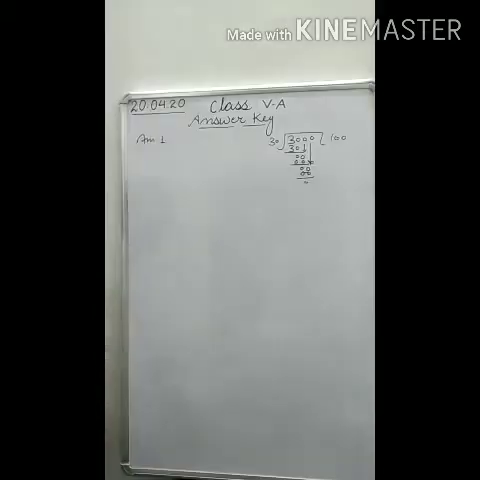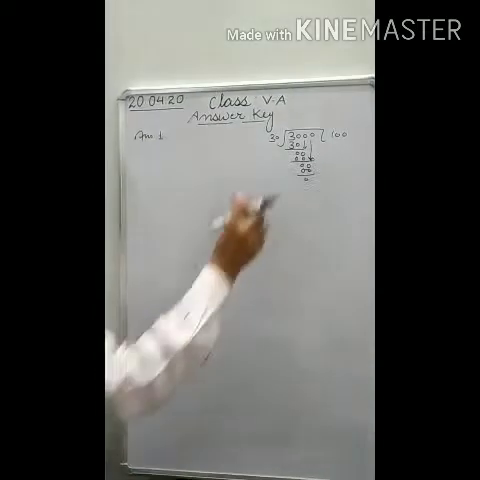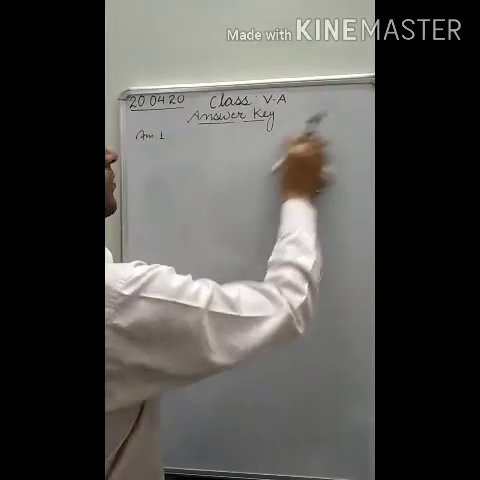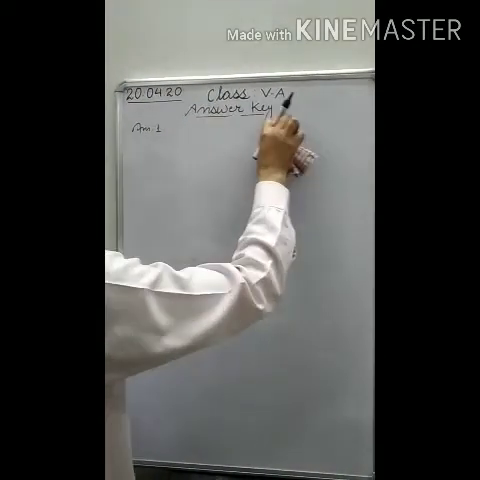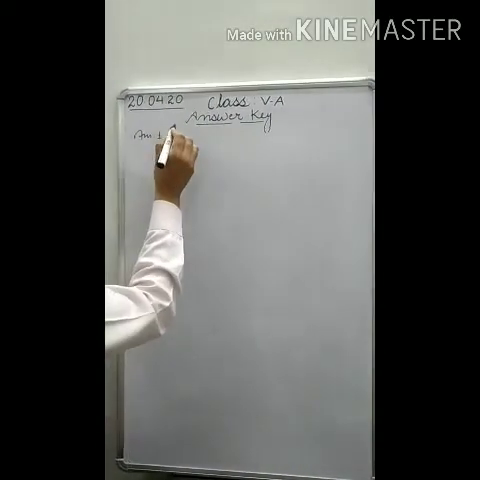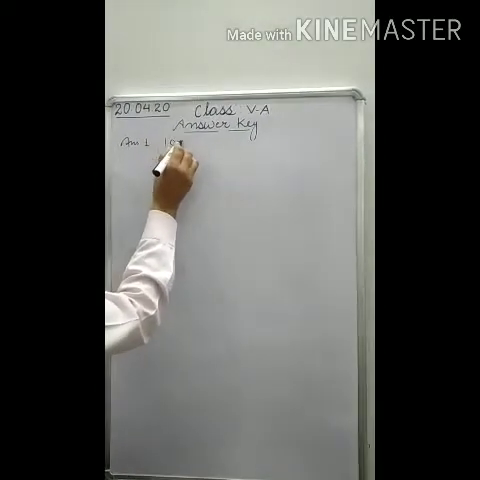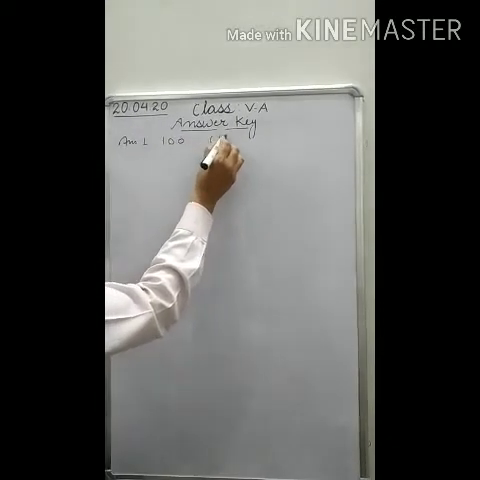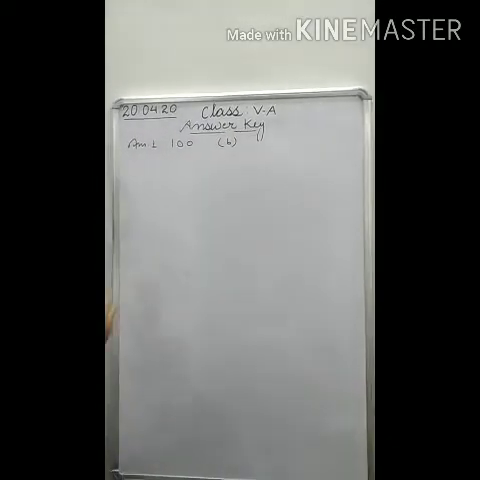So how much quotient do we get? We get the quotient as 100. So we have to give the answer only in the options. So the answer of the first one will be 100, and your option will be B. So this is answer number 1.